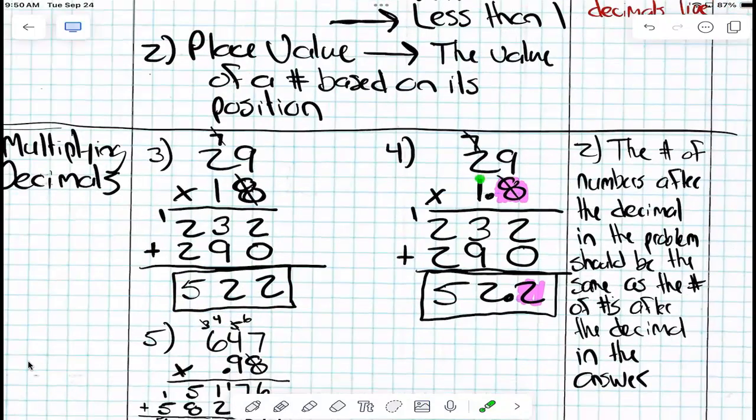It is 29 times 1 and 8/10, yes or no? Yes. It's the exact same work. If you look, the work is the exact same. The only difference is the answer has a decimal.